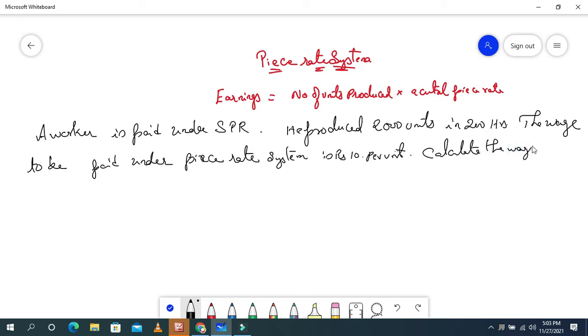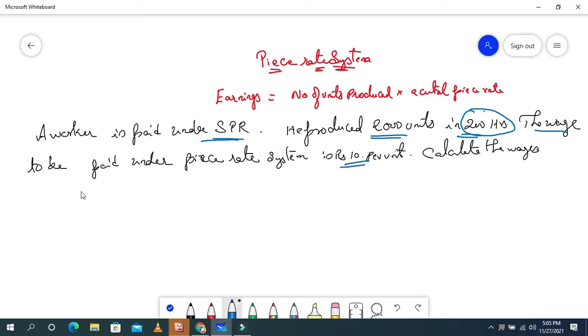See, a worker is paid under the straight piece rate and he produced 2000 units in 200 hours. Okay, so we don't need these hours as of now because we are going to calculate under piece rate, not under time rate. And the wage to be paid under piece rate is 10 per unit. So per unit is 10.